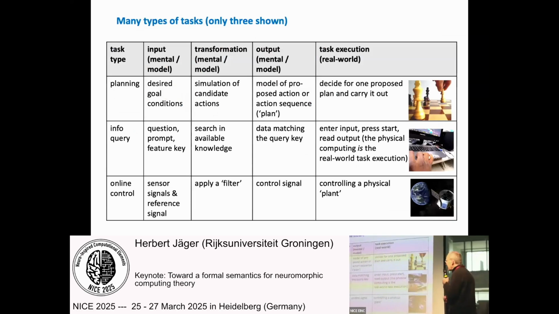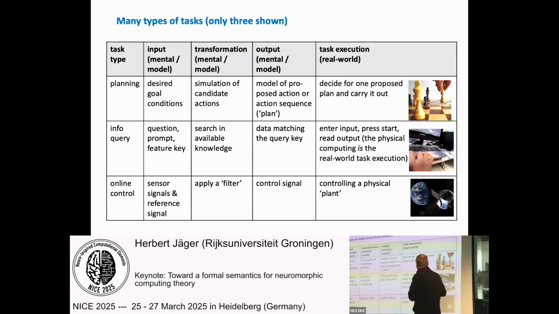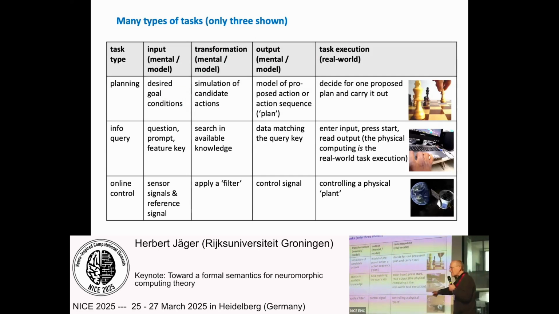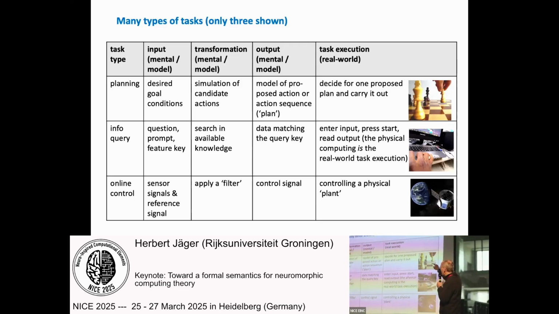There are many types of tasks. I use only these three: controlling a physical plant, which is an online sensor-motor control type of task; or a classical AI task, one of the most important in the history of AI, planning, like in chess; or just if you call Wikipedia, you want to get some information. That's also a task, which is in a strange way self-referential in the computing sense.